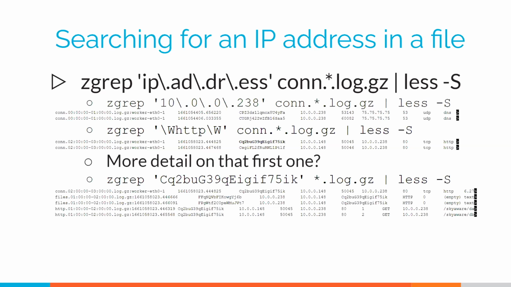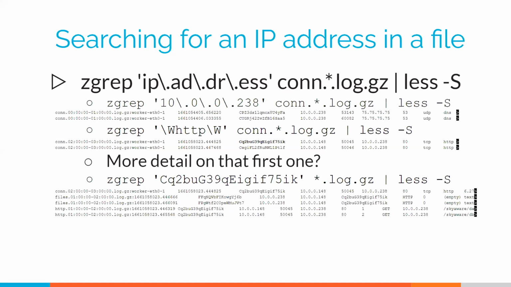So down near the bottom, you've got 5 lines. One comes from a con log. Another comes from the files log, which are files that are being transferred in or out. And the last two come from the HTTP log, showing that there's an HTTP connection to or from that IP address. These are all related in a single connection.